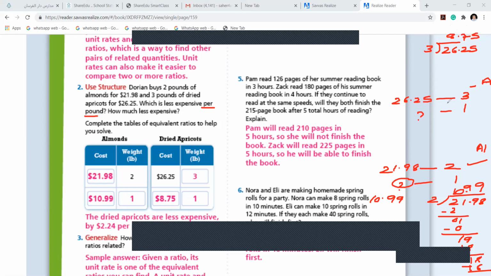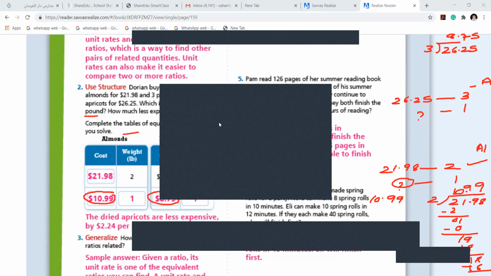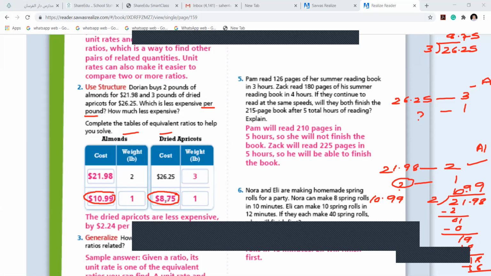I need to solve it, girls, but I'm not doing that now because I just have 2 minutes of my class. 8.75. Now can you say which one costs less? Which one is more expensive, dried apricots or almonds? Almonds are more expensive. Less expensive is dried apricots, because for $26 you could get 3 pounds. For 1 pound you have about $8, while here you have $10. So that's why dried apricots are less.